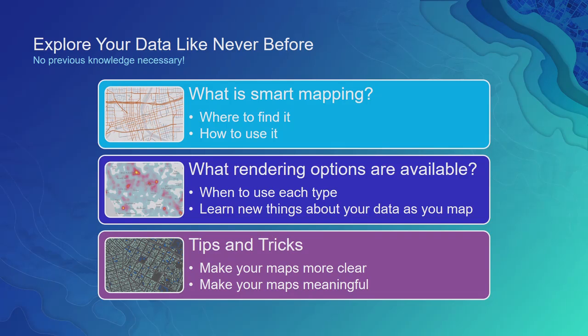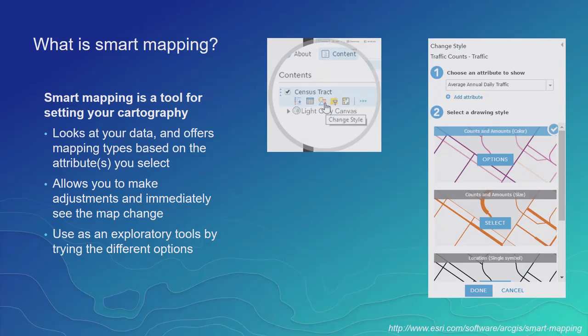So what is smart mapping? Smart mapping is a tool for setting the cartography in your maps. I use it almost solely in ArcGIS Online, and so that's going to be where most of the examples you see today are from. What this does is it looks at your data and it immediately recognizes what type of data it is. It also looks at significant values within your data, and it'll give you smart defaults based on the fact that it has already taken a look at your data. That way you get to a better map faster because it's already done some of the hard work for you. So you just select the attribute you want to show, and it starts to offer you appropriate suggestions.